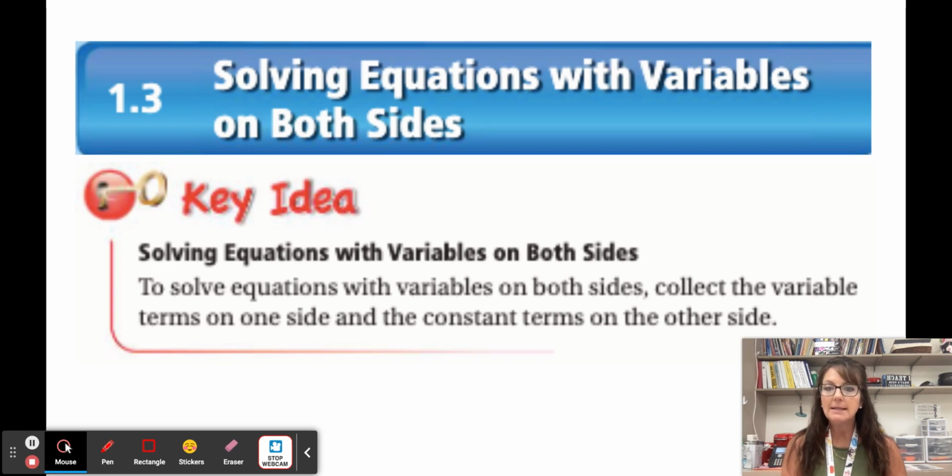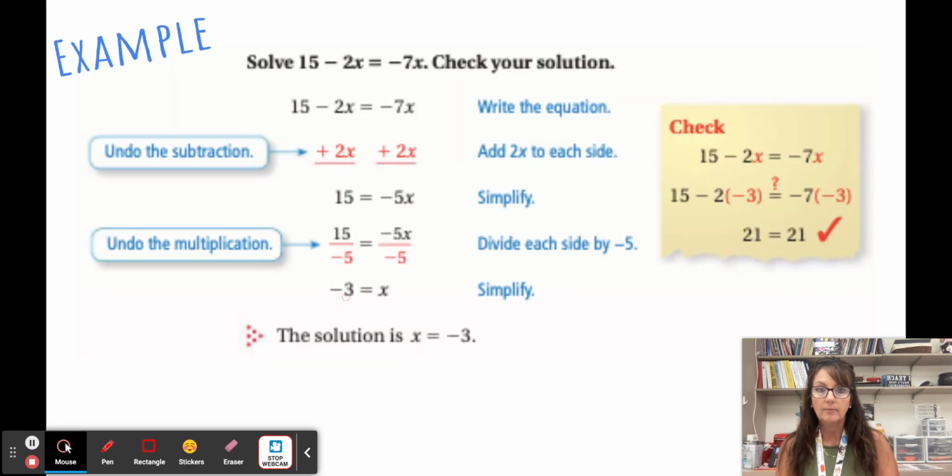So the key idea, basically, when you solve equations with variables on both sides, you want to collect the variable terms to one side, the constant terms to the other. So it's very important to keep both sides of the equation clear.